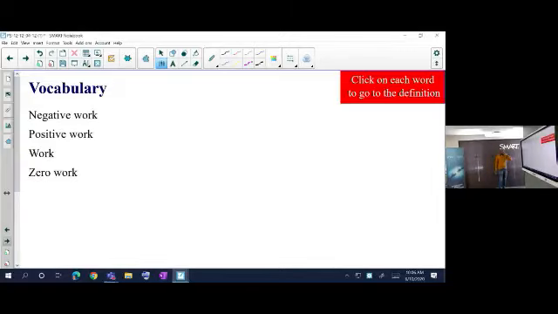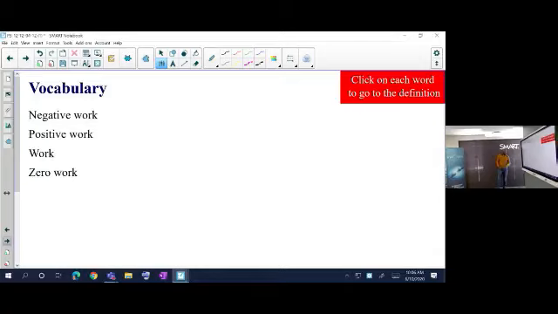Now we look at positive work. Positive work is the energy transferred to a particular object. This object will move in the direction of the force, and it is indicated by a plus. Work is the product of the force applied to a particular object and the distance covered by that object in the direction of the force.